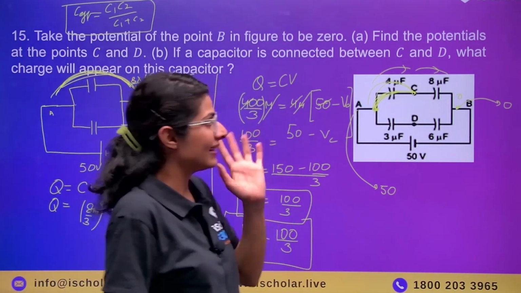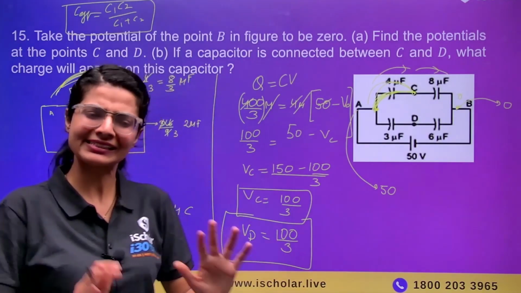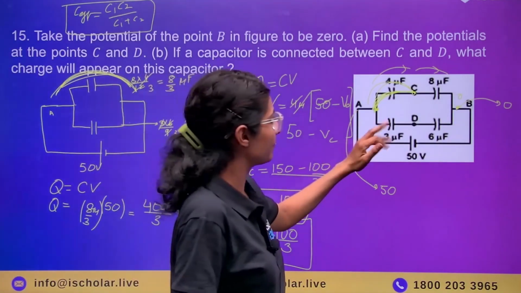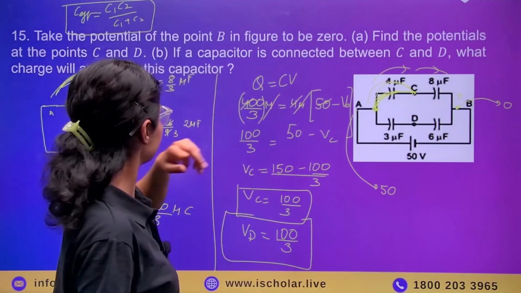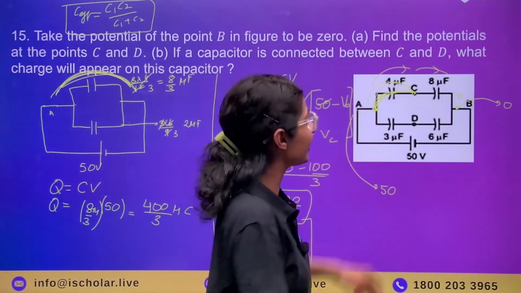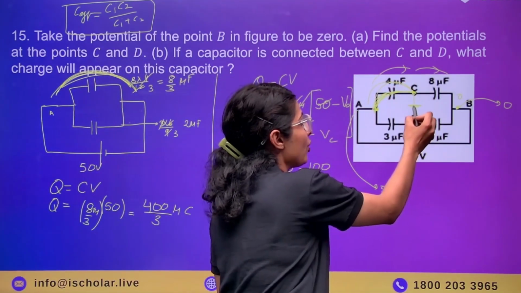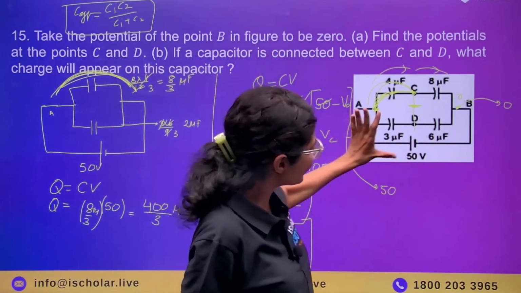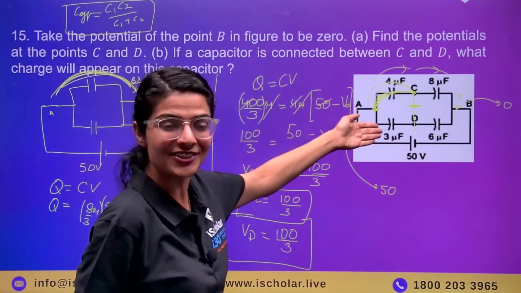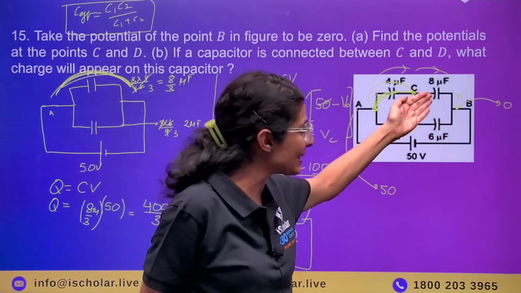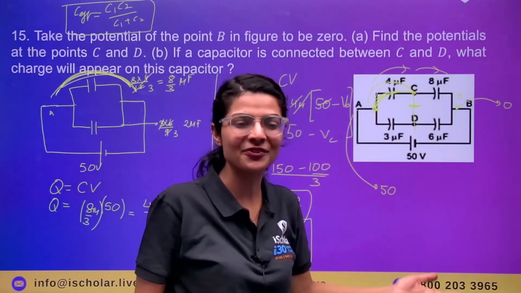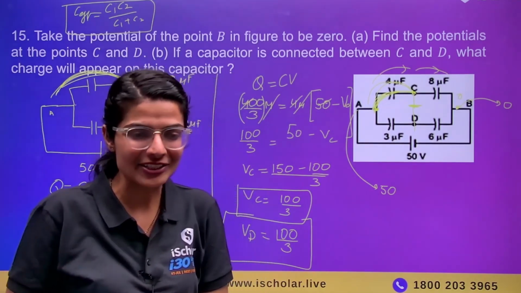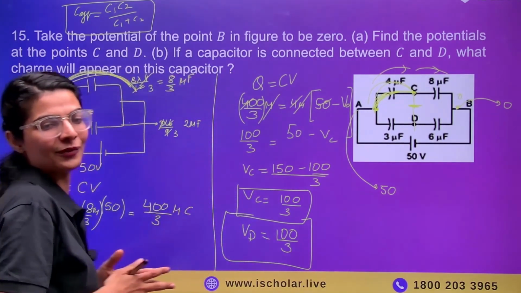Okay, and this is your task. You will be doing it in a similar path, nothing different. What charge will appear on the capacitor? Now they are saying that if the capacitor is connected between CD, if you are connecting anything between C and D, students, we just saw they are at the same potential. If they are at the same potential, no charge will flow. Whatever you connect, if there is no potential difference, there is no charge flow.